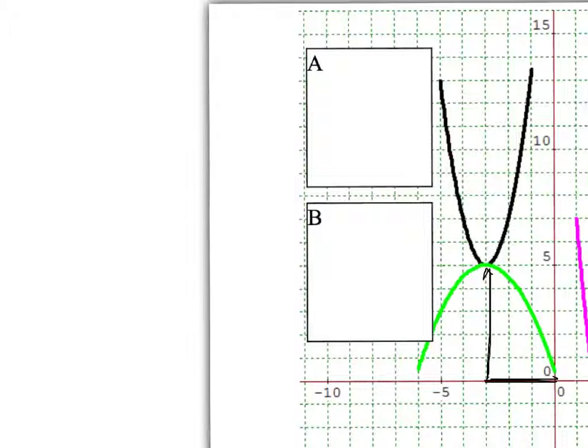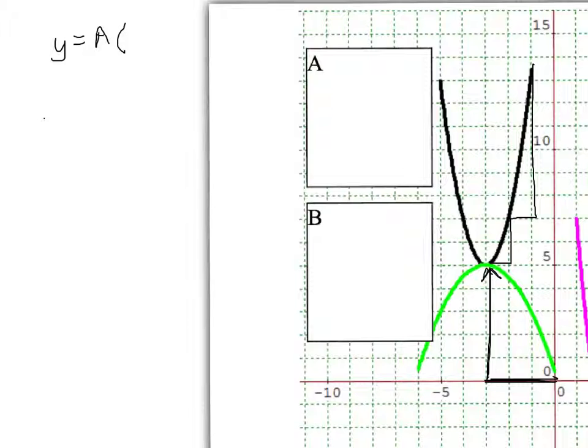Across 3 and up 5. But it now goes across 1, up 2, across 1, up 6. So it means it's been stretched or expanded. So we have a formula. We're going to have y equals A, where A is telling us how much it's been stretched.